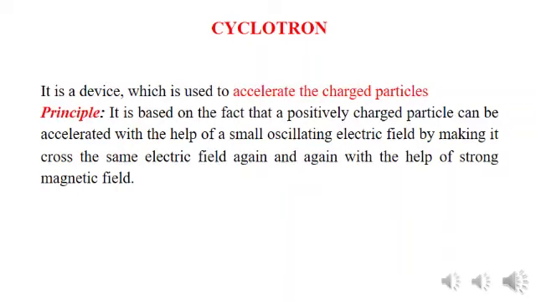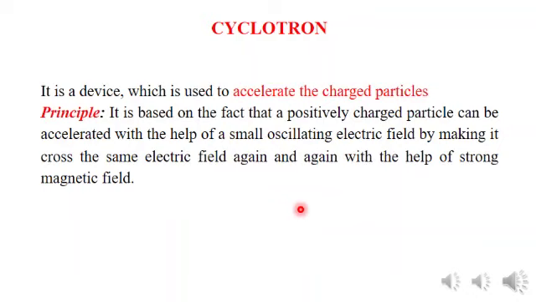Cyclotron. Cyclotron is a device which is used to accelerate the charged particle, means to increase its velocity. Since kinetic energy equals half mv square, when velocity increases, its kinetic energy also increases. So ultimately, we can tell that cyclotron is used to increase energy, means kinetic energy of the charged particle.